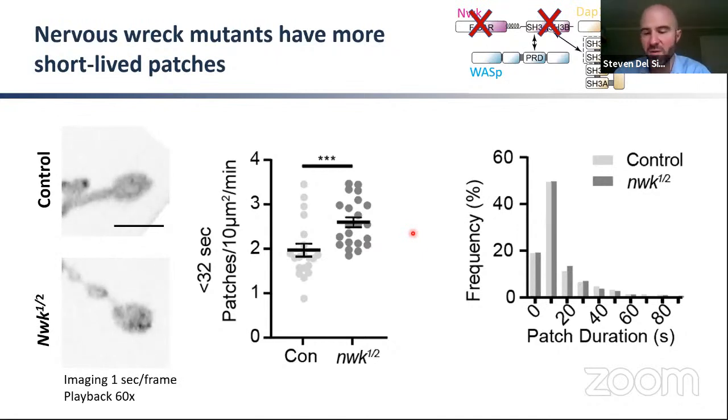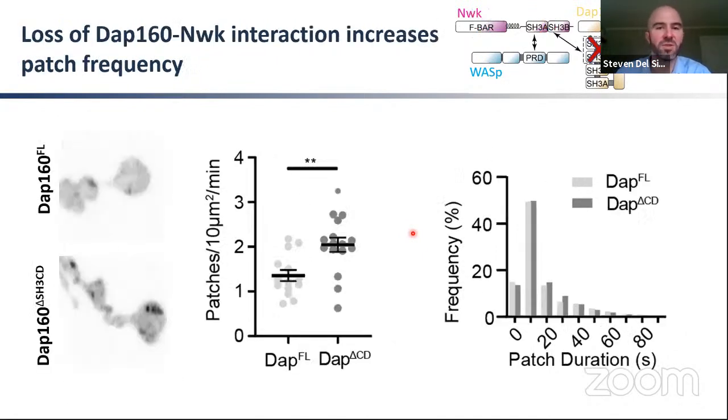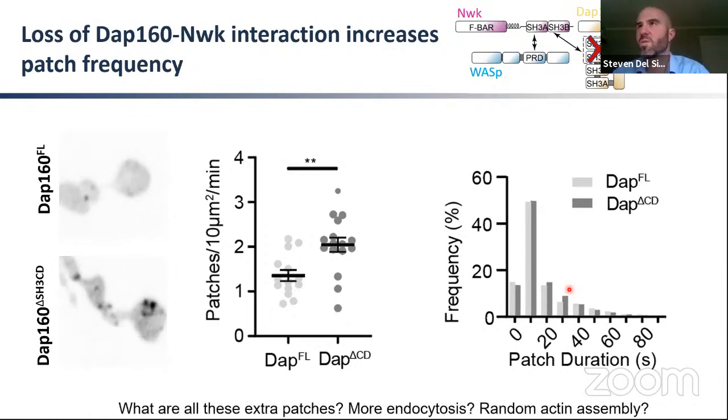And we see the same phenotype in a DAP160 null mutant. We also see, perhaps more convincingly, the same mutant phenotype when we simply remove the interaction domain between DAP160 and Nervous Wreck. So this is a DAP160 null mutant in which we express specifically in the motor neuron either a full-length DAP160 or this DAP160 which is missing this interaction domain. Again, we see the same phenotype of more actin patches, but no change in the dynamic properties of the ones that are left over. And so then the question is, what are all these extra patches?